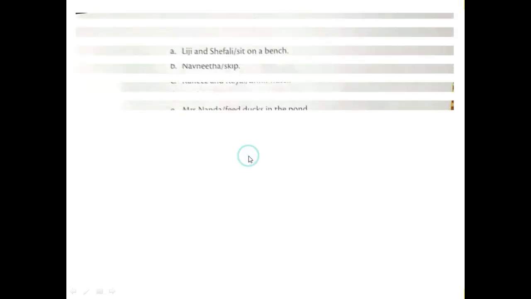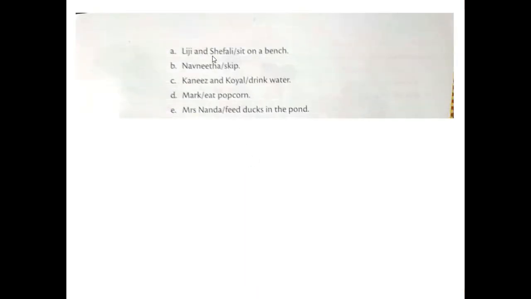There are other sentences also, like Lizzie and Shefali sit on a bench. So what were they doing? They were sitting on a bench. Lizzie and Shefali were sitting on a bench. Navnita. Again it's a singular subject. I said that with a singular subject you will use was as helping verb plus the ing form of the verb. So what is the verb here? Skip. And if I add ing it becomes skipping. And Navnita is a singular subject, so it will be Navnita was skipping.